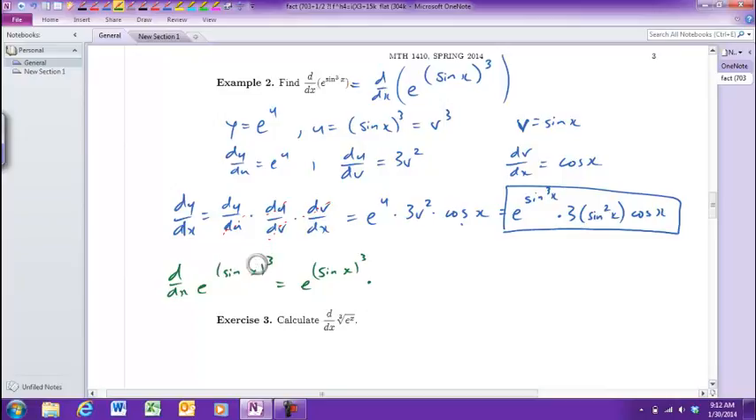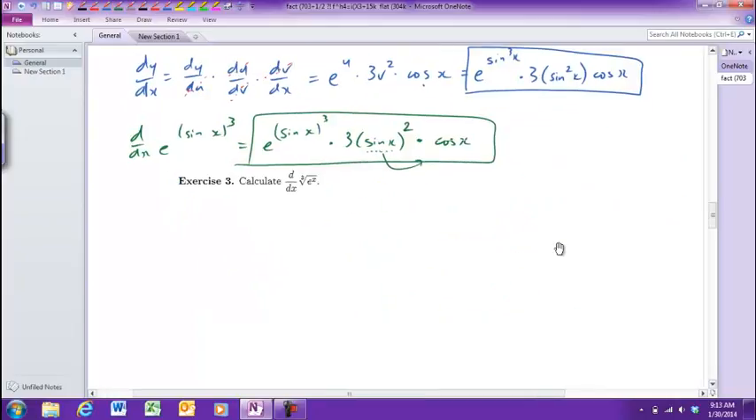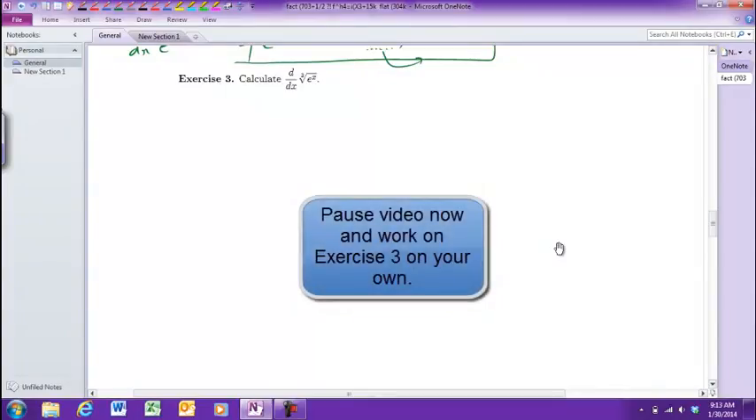But sine x cubed is a composite function, and the outer function is the 3. So I bring the 3 down, I keep the sine x the same, and then I square that, because I'm subtracting 1 from the exponent, times, and now I take the derivative of that thing, and I get cosine x. So that's the same answer, but I did it with basically none of this extra work shown. And this is what I expect to see at the end of the day. Okay. Go ahead and pause the video now and work on exercise 3 on your own.